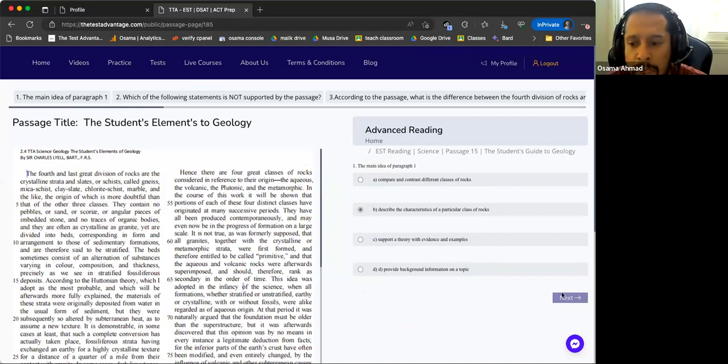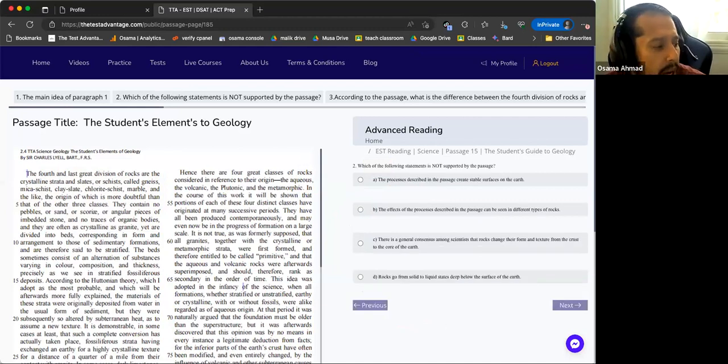Question number 2. Which of the following is not supported in the passage? يعني واحد فيهم مش موجودة في الباسج. طبعا إجابة A, right? The processes described in the passage create stable surfaces on the earth, right? الباسج ما كلمنيش أي حاجة about stability of the surfaces created by the process. الباسج بس بيكلمني عن إزاي rocks are formed, right? The main focus of the passage is about how rocks are formed, right? ده اللي أنا فهمته. بيكلمني عن how they're changed by heat, steam, and pressure.